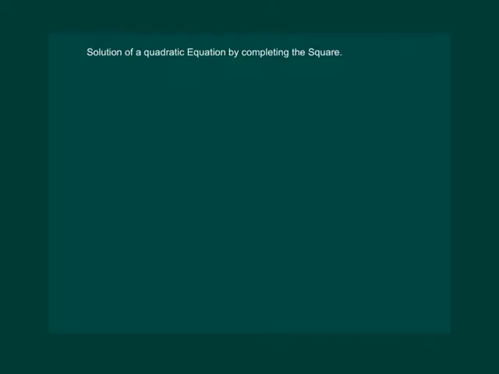Let us now look at another method of finding the roots of a quadratic equation by completing the square. Consider the equation x squared minus 9 equal to 0. Now this is a quadratic equation and we have to find the roots of this equation. This one can be solved as x squared equal to 9, x equal to under root of 9. So x can take values plus 3 and minus 3.